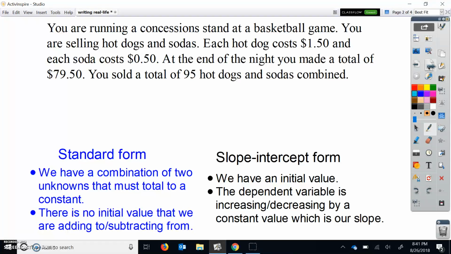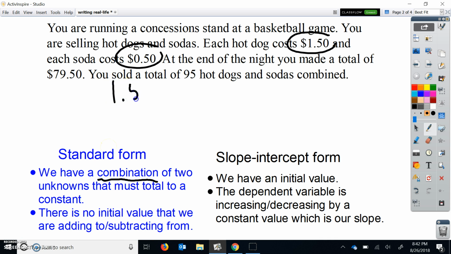So, the first thing I want to ask myself is, do I have some sort of initial value I'm starting off with that I'm increasing or decreasing from there? And it doesn't really look like it. It's not like I started out with just $1.50 and go up by 50 cents. There's a combination of these two things that are totaling to $79.50. So that combination tells me I'm looking at a standard form.